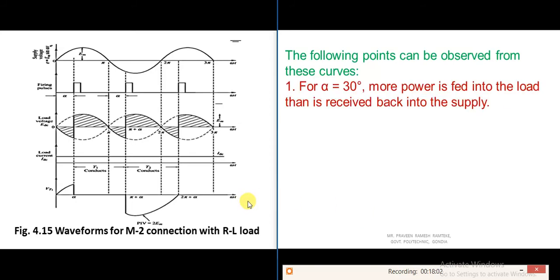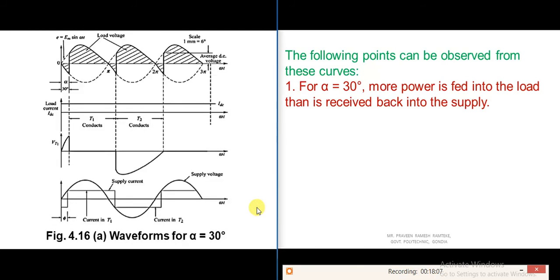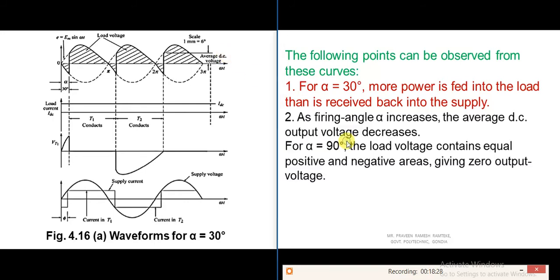For alpha equals 30 degree, for example, we will see the next diagram. For alpha equals 30 degree, more power is fed into the load than it is received back. So we'll obtain more output voltage, and this is less negative voltage. So the total average DC voltage will be of larger value when alpha equals 30 degree. As the firing angle increases, so as alpha is increasing, the output voltage will keep on decreasing.